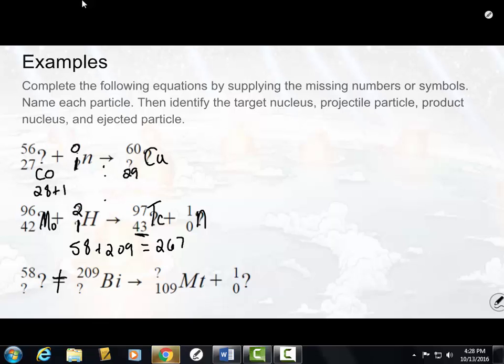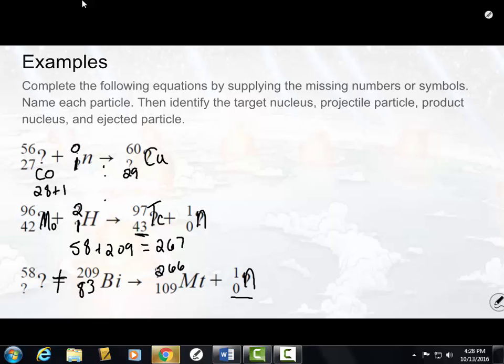So we already have 1. So that means this number has to be 266, plus our 1 gives us the same number. We can fill in this particle over here. So 1 over 0, that would be our neutron symbol. Okay. Bismuth, we can look up on our periodic table. So bismuth, Bi, is number 83. So our question mark here would be filled in with an 83.